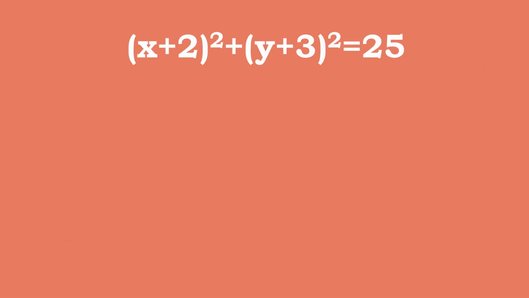Example number 1 tayo. So, you have (x + 2)^2 + (y + 3)^2 = 25. So, how do we write this in general equation? So, ang gagawin natin is isosolve na natin, i-expand.